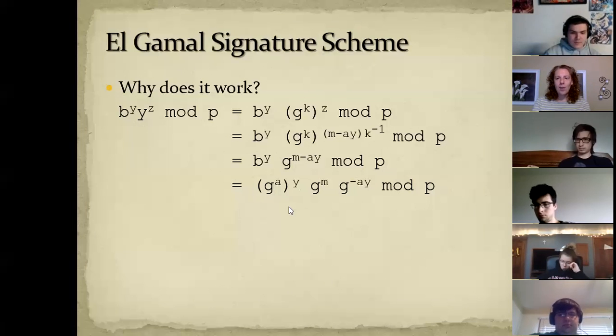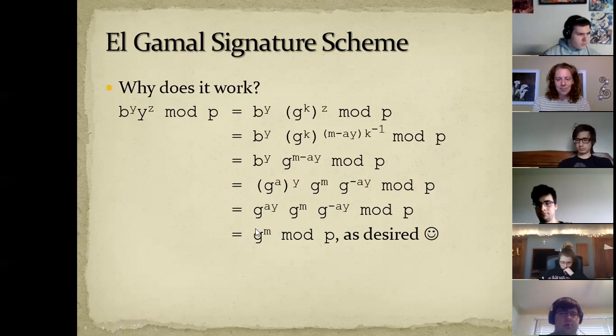So, do we see it? Do I get G to the M? Do we see it, multiplying it out? Yes, yes, good. All right, so I can do a couple more steps if I want to, and then I get G to the M, as desired. Yay. Okay.